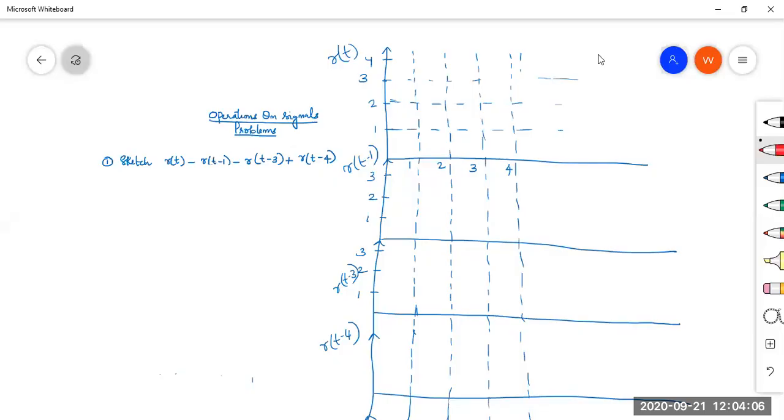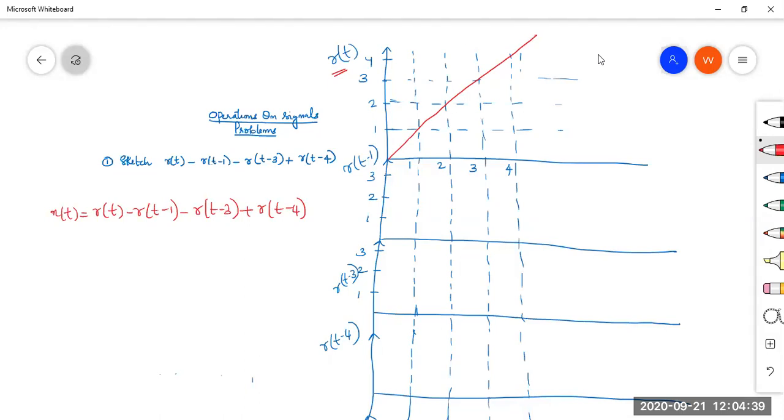We will see how to draw the signal x of t is equal to r of t minus r of t minus 1 minus r of t minus 3 plus r of t minus 4. So r of t, we know it is a ramp signal. If I try to draw r of t, it will be just like a linear variation, that is a ramp signal.